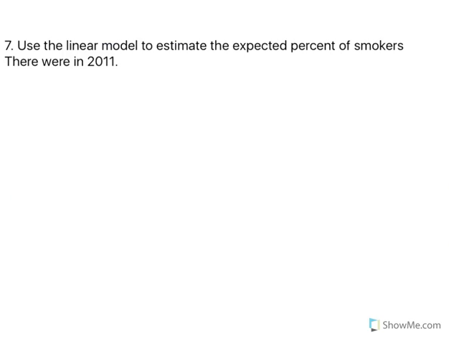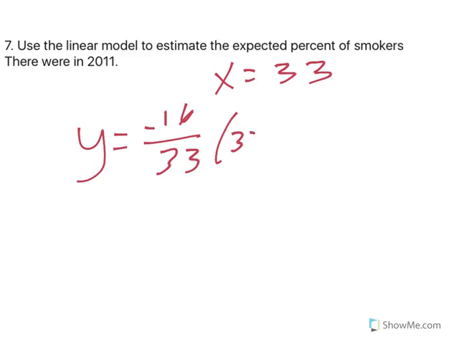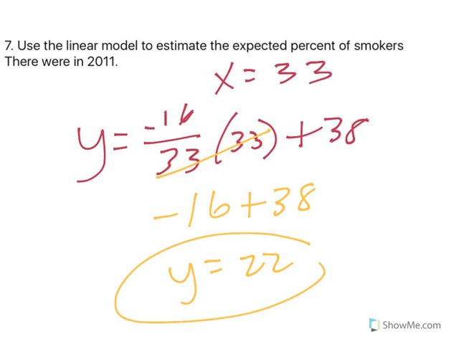And then use the linear model to estimate the expected percentage of smokers in 2011. Well, remember in 2011, x has a value of 33. And because we used 2011 to create our slope, it's going to be exactly what they told us. So these will cancel out. I get negative 16 plus 38. My y value is 22, which is what they gave us. Again, because that's the value that we used. We use the beginning and the end values to find our slope, and that's why it came out to be exact. So the whole purpose of using these linear models is to be able to predict values further out than what you just have right in front of you.